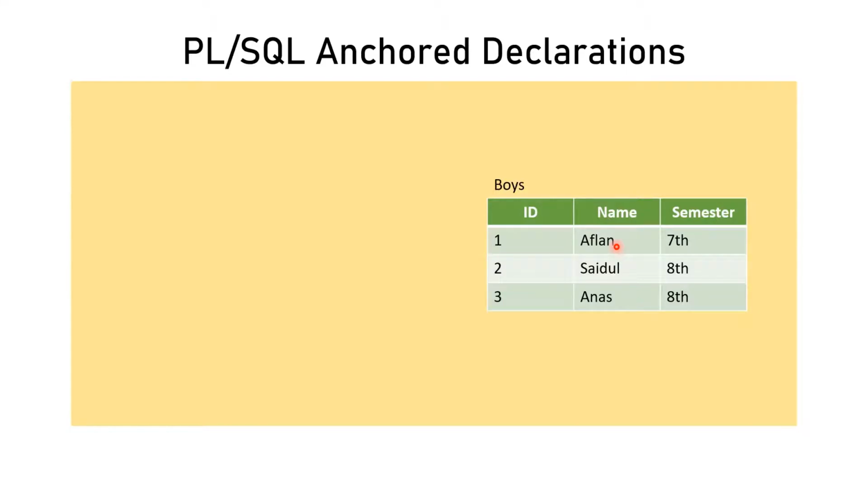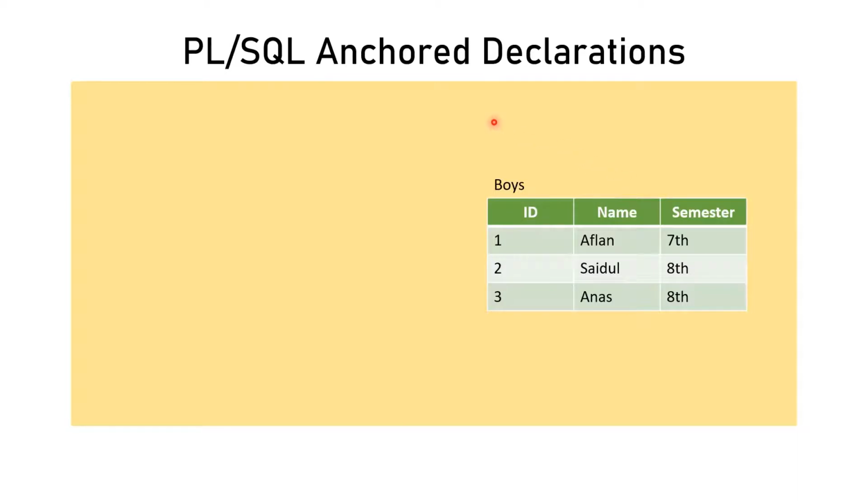So what we can do instead is, when declaring a variable, instead of giving it any specific data type, we can bind it or anchor it to the data type of this name column so that we do not have to worry about the data type of this column anymore. So even if the data type of this column changes in the future, or even if we do not know the data type of this column, we do not have to worry about it because that variable is anchored to this data type.